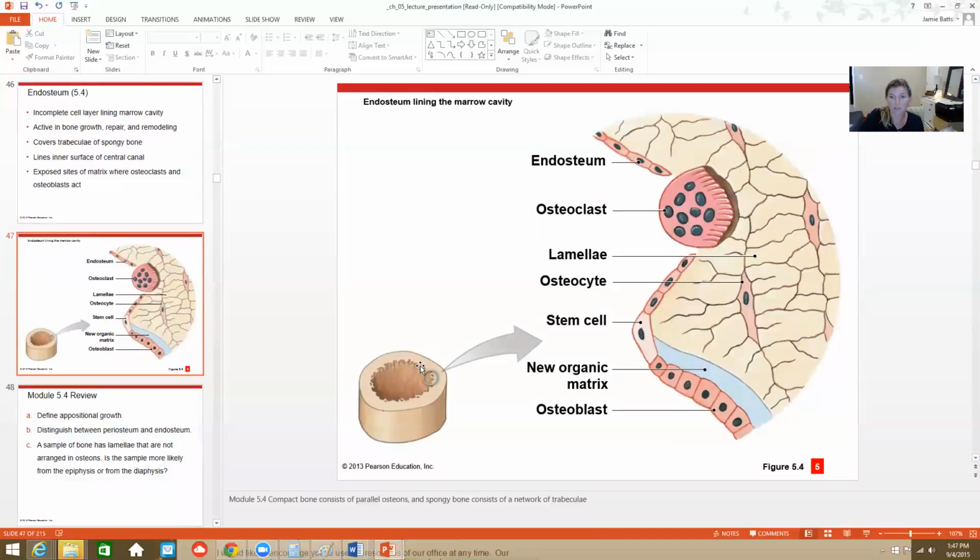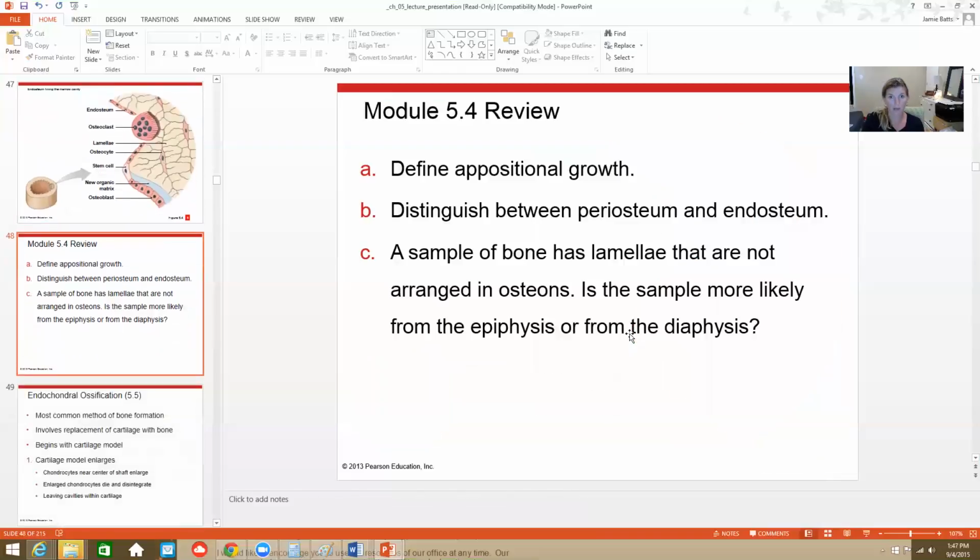It's incomplete, meaning, see how it's kind of broken here by this osteoclast? It doesn't cover the entire inside, but it covers the majority of the inside. And it's a huge germinative layer where new bone cells can be created if they need to be, if the bone has been broken or compromised.